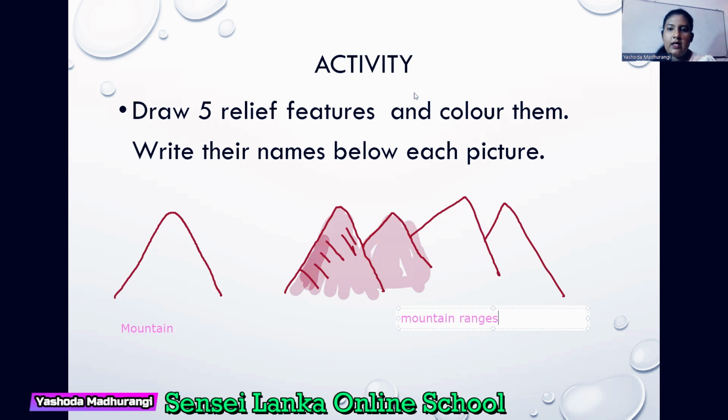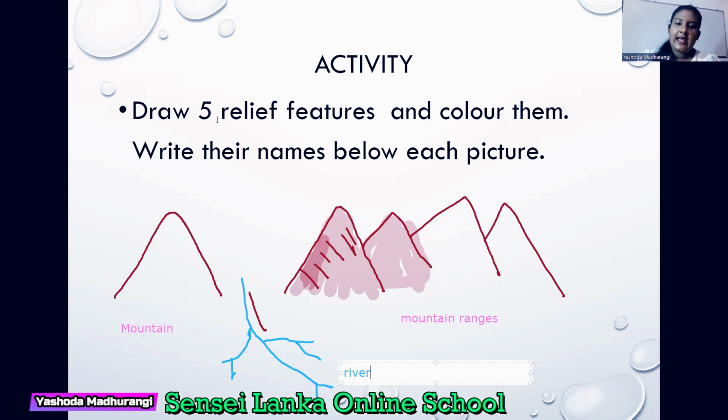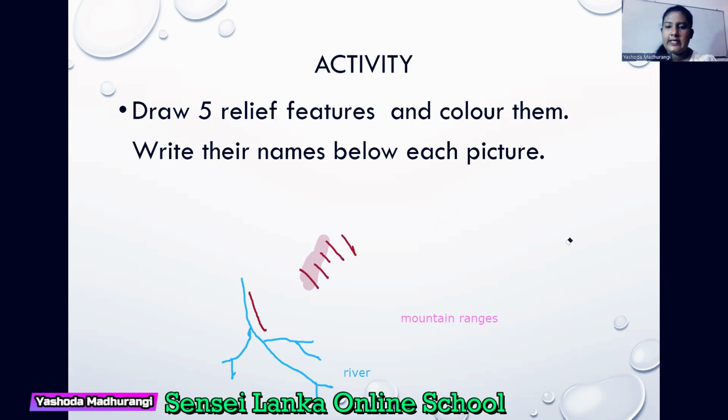Then you can take a blue color pencil. If you take a blue color pencil, you can draw a river. It has tributaries like this, Attanagalu Oya. Then this is a river. You can write river. This is the activity. Like this, can you draw and name 5 things, 5 relief features? You can try it when you have free time.